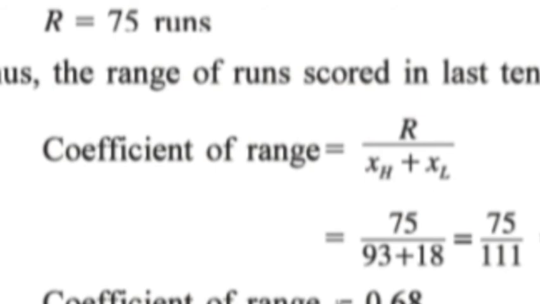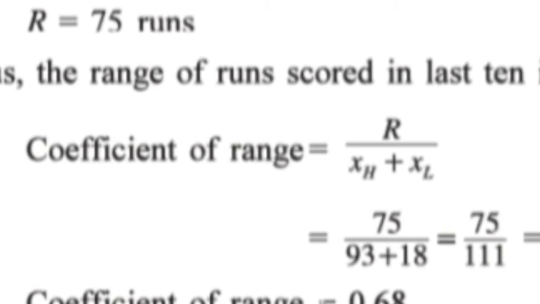Now children, over here we shall study why it is called an absolute value or absolute measure. A measure where you need to show the units, or where you will have units, is regarded as an absolute measure. And that's why range is an absolute term, or an absolute measure.